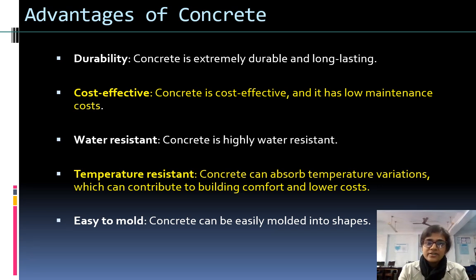Then it is cost effective. Now, if something is durable and long lasting, we have less need of maintenance, hence it will be cost effective and low maintenance as well. So it will be good in the long run, right? Also, we know that it is water resistant, temperature resistant, and of course easy to mold. Nowadays for any form of building, if we have the casting components in the desired shape, we can just pour in concrete and get the desired shaped structure, right?